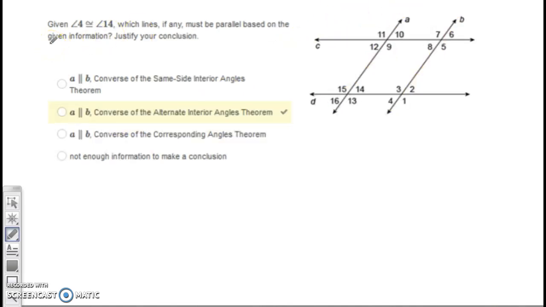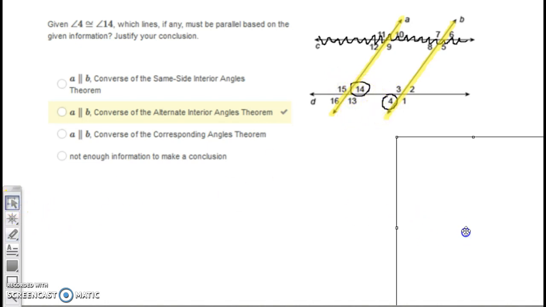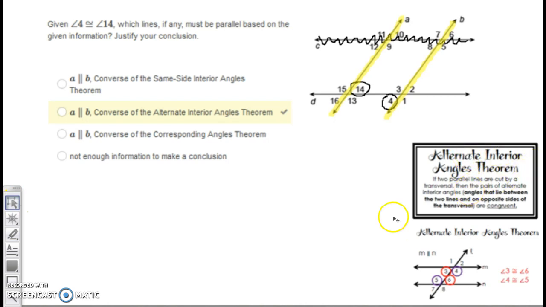All right, let's look at this one. Given angle 4 and angle 14, let me go ahead and find angles 4 is congruent to angle 14. So this whole thing up here is just a distractor to me. I'm going to get rid of it. It confuses me. I don't like looking at it. And I'm going to try to determine if these two lines are parallel, and how do I know? So 4 and 14 are on the inside, and they're on the opposite side of the transversal. So again, those are alternate interior angles. And if your alternate interior angles are congruent, then you know your lines are parallel.